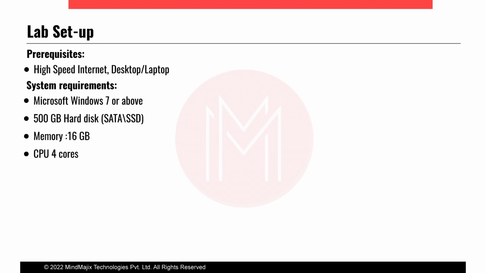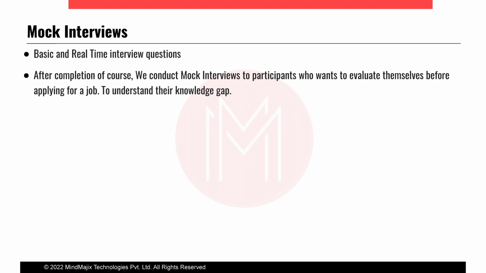For the lab setup, the main thing is high speed internet, along with a laptop or desktop, both are fine, as we can run only the bat file. The minimum configuration is, as I said, Windows 7 or above, 500 GB storage to avoid memory issues in JMeter, 8 GB or 16 GB RAM is also fine, and a 4 core processor we require. These are the basic things we are going to discuss.